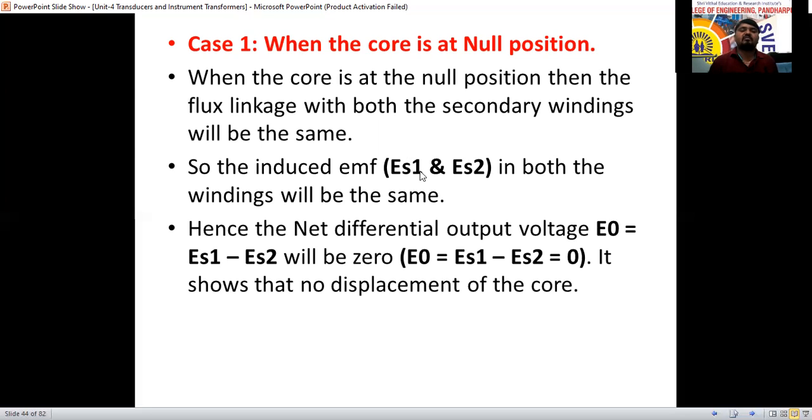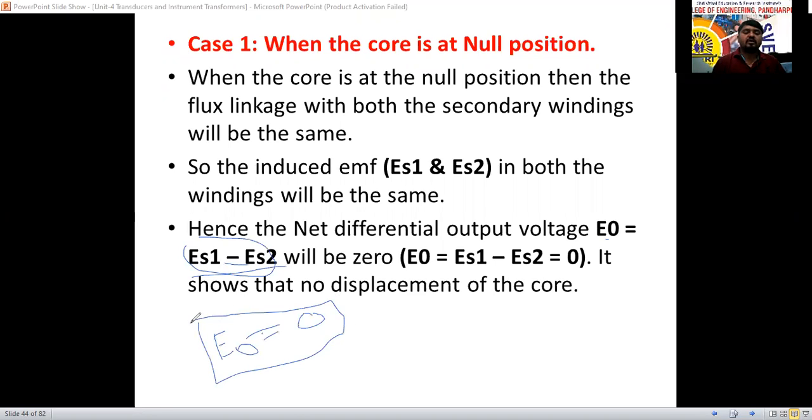So the induced EMF ES1 and ES2 in both the windings will be the same. What is the output formula? Net output is E naught equal to ES1 minus ES2. Here at null position, we are going to get ES1 equal to ES2. On that condition, ES1 minus ES1 or ES2 minus ES2 is 0. The net output is 0.